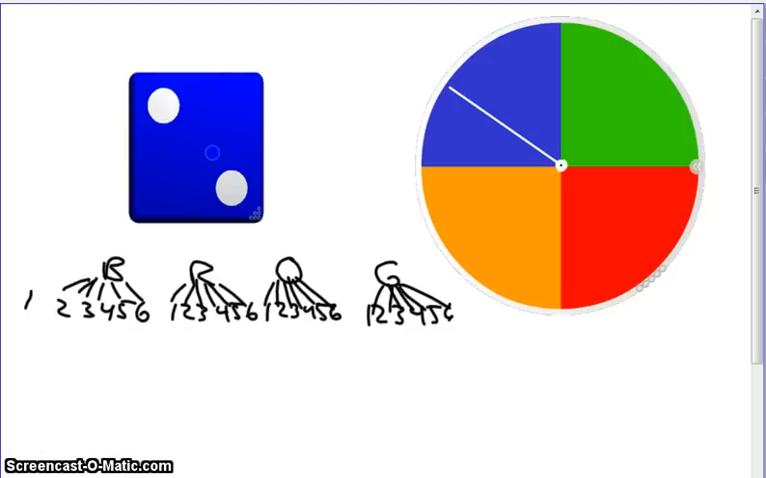Okay, so how many possible outcomes are there in this compound event? 6 plus 6 plus 6 plus 6. It looks like 24 different outcome possibilities, doesn't it? Very fun. And imagine if we added another die.